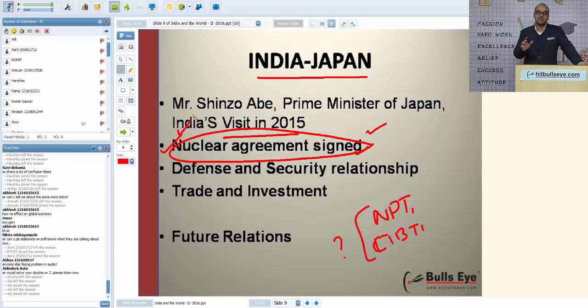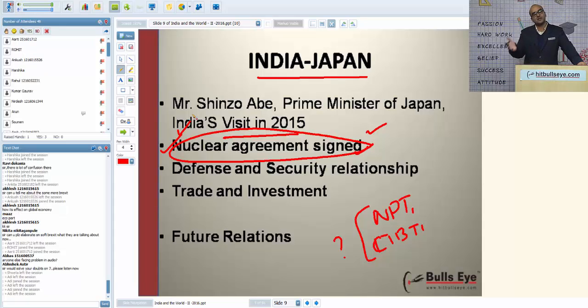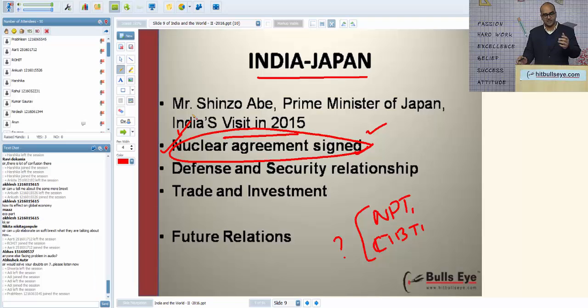However, right now Japan has softened its stance and it has signed a nuclear agreement. So as a result, because of this agreement between India and Japan, we have now seen Westinghouse exporting 6 nuclear reactors to India. Similarly, in defense and security relationships, there is a trilateral military exercise between India, US and Japan. So that is very important as far as our defense relations are concerned. India has also bought 3 amphibious military planes from Japan.